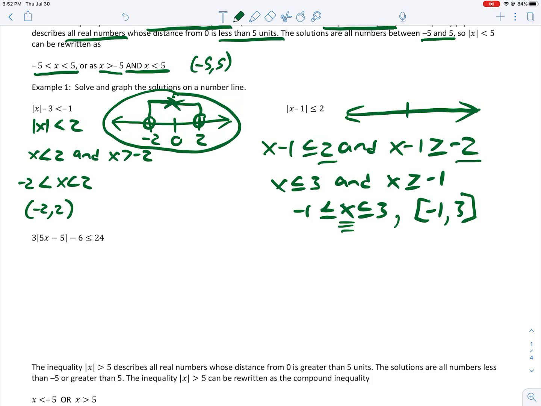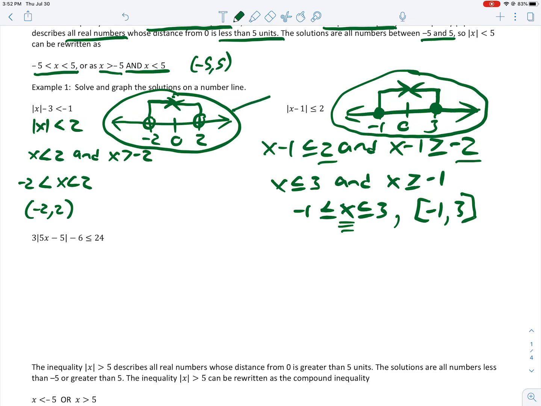And then on a number line, same idea, we just need the 3 numbers. So negative 1, 3, 0. This time they're going to be solid dots. Where are the numbers less than or equal to 3? They're to the left. Where are the numbers greater than or equal to negative 1? They're to the right. So those arrows are going to end up touching, kind of forming a little rectangle.